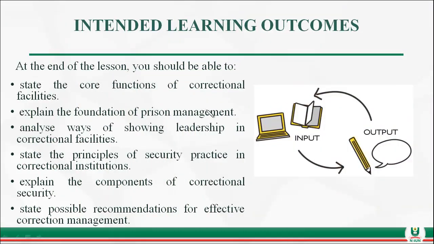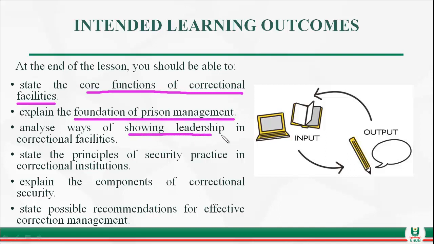Intended learning outcomes are things that you should be able to do by the end of the lesson. At the end of this lesson, you should be able to state the core functions of correctional facilities. Why do correctional facilities exist? What are they supposed to do? Again, you should be able to explain the foundation of prison management. On what basis are prisons being managed? Then analyze ways of showing leadership in correctional facilities.